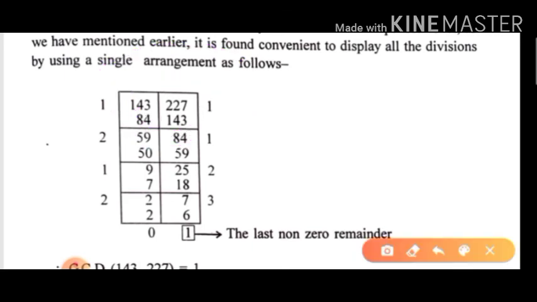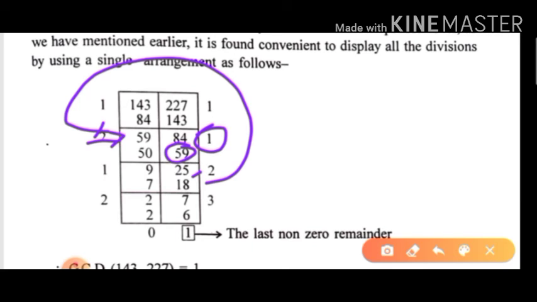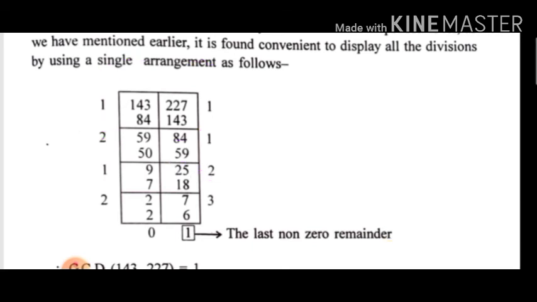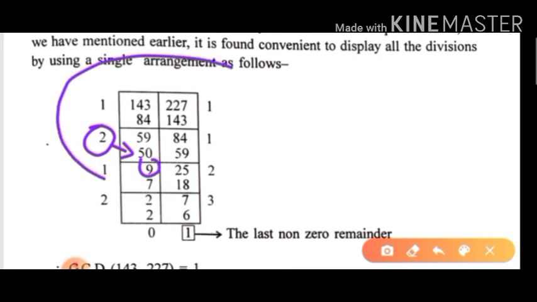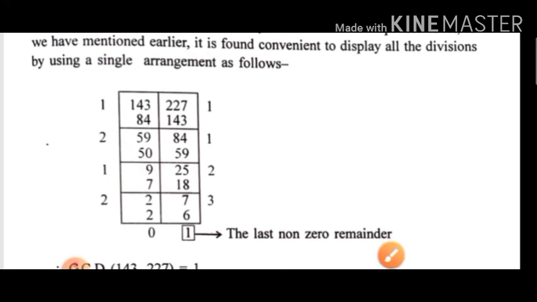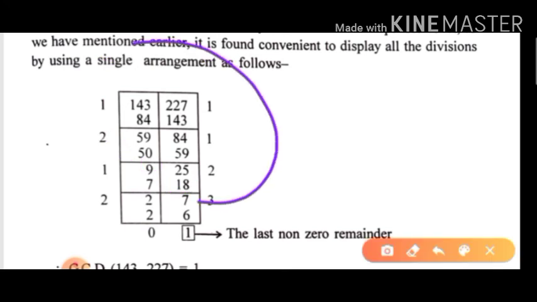Then this 59 will divide this 84. One time 59, so you have 25 as a remainder. Then this 25 will divide 59. 25 divides 59 two times, so 50, you get 9. Then this 9 will divide 25. 9 twos are 18, so we have another 7. This 7 will divide 9, one time you get 7, so on subtracting you will have 2.